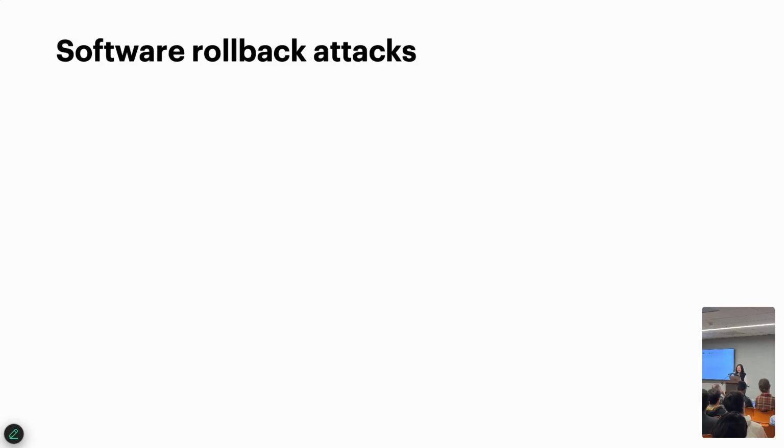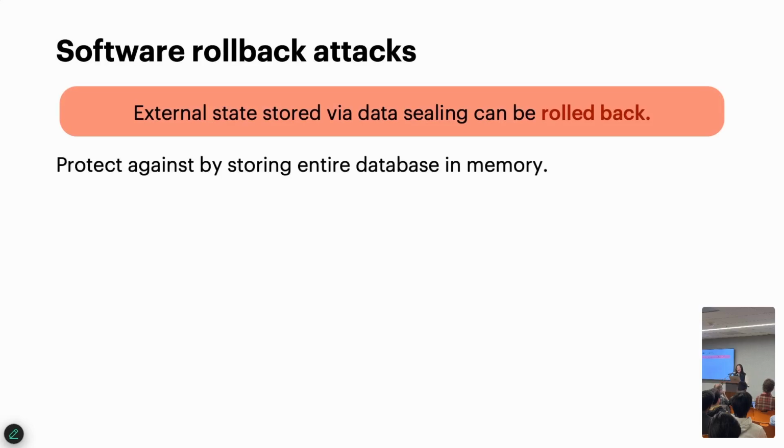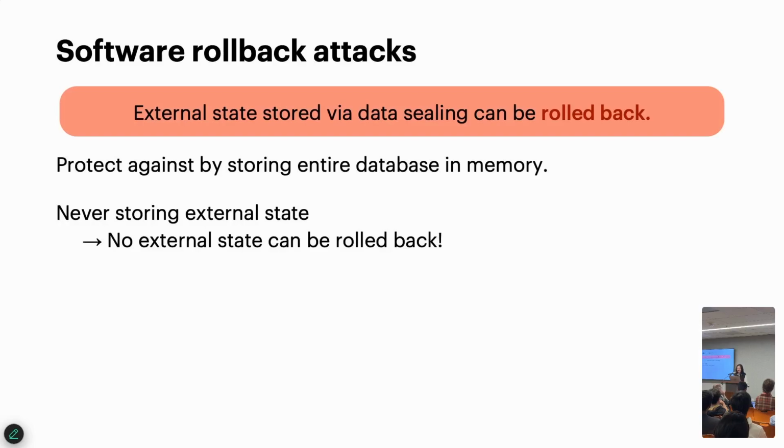So, software rollback attacks. This is something you have to understand about how these enclaves work. If you store external state outside of the enclave via something called data sealing, you can roll this back, because you can just swap out the external state with an older version and then reboot the enclave, and boom, you roll back your enclave. So we protect against this by just not using this feature. We store the entire database of user key shares in memory. And if you're not storing external state, you can't roll back any external state.